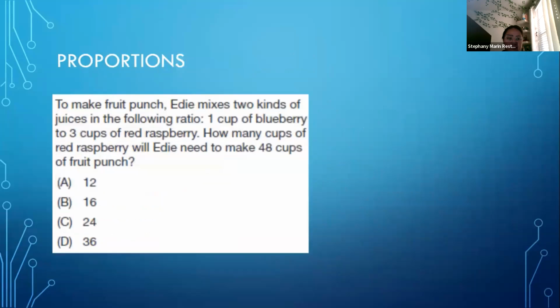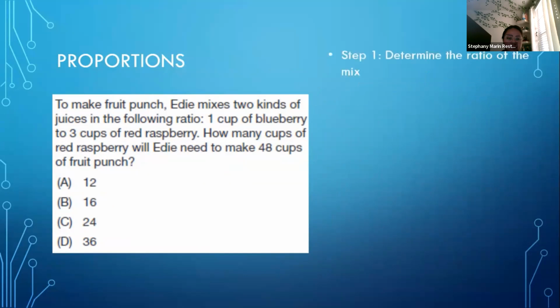And our last problem here is a proportion problem. To make fruit punch, Eddie mixes 2 kinds of juices in the following ratio: 1 cup of blueberry and 3 cups of red raspberry. How many cups of red raspberry will Eddie need to make 48 cups of fruit punch?